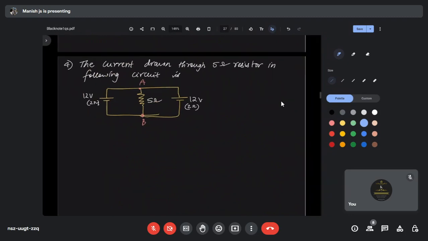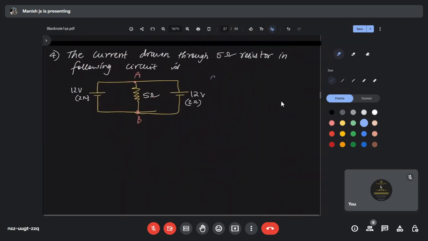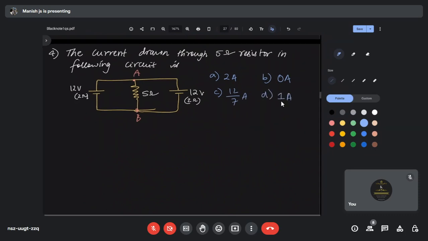Coming to the options part. Option A is 2 amperes, option B is 0 amperes, option C is 12/7 amperes, and option D is 1 ampere. Okay, this is the question.